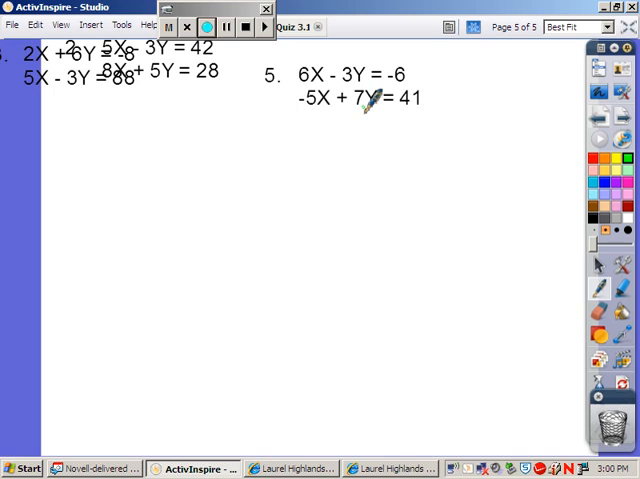I'm going to try to cancel the y's once again. This time, I'm going to make that negative 21, so I'm going to multiply by 7. That's going to give me 42x minus 21y equals negative 42. The bottom one, I'm going to turn it into 21 here also, but I need to multiply that by just 3. So I got negative 15x plus 21y equals 123.